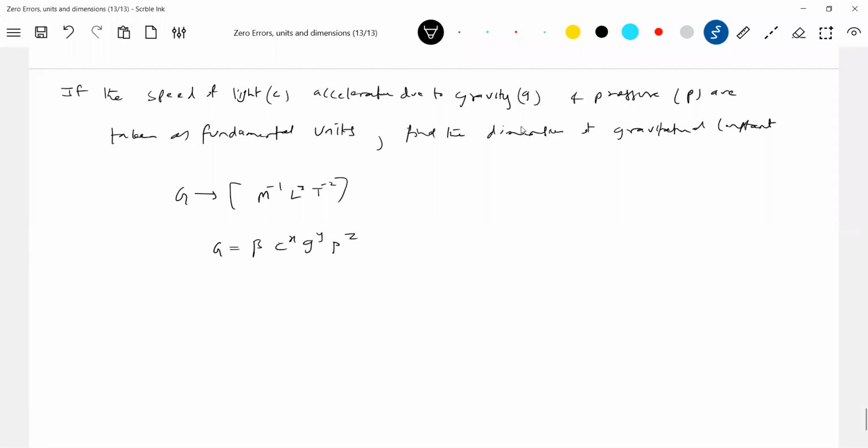Okay, agree this as a function of, if you want, you can write instead of beta, you can write as a function of, or in terms of that. So we'll put dimensions m minus 1 L cube t minus 2. This will be speed of light m0. Dimensions of pressure m1 L minus 1 t minus 2, pressure is force by area. Yeah.